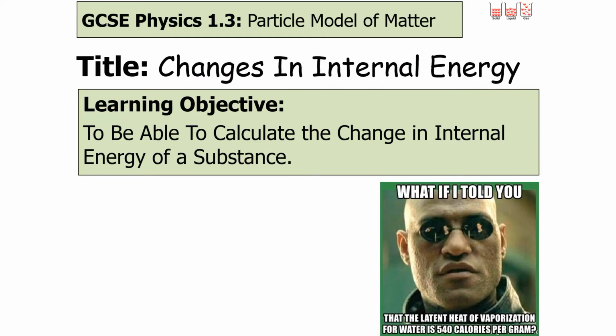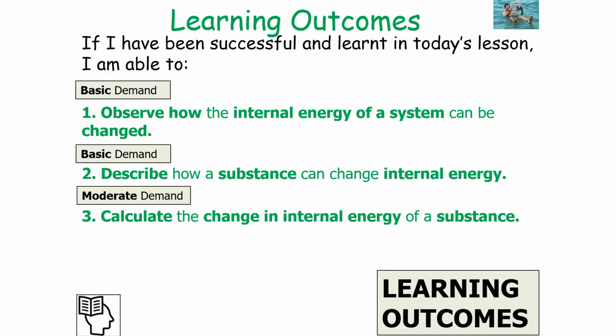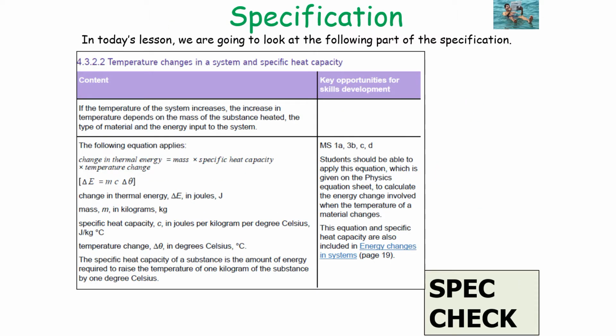of a substance. So if we're successful and we learn in today's lesson, we can observe how the internal energy of a system can be changed. We can describe how a substance can change internal energy, and finally we can calculate the change in the internal energy of a substance. So this falls into the following part of the GCSE AQA Separate Science specification.